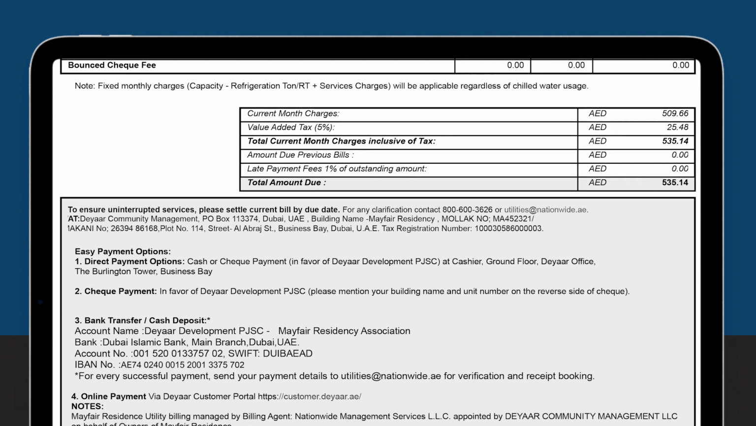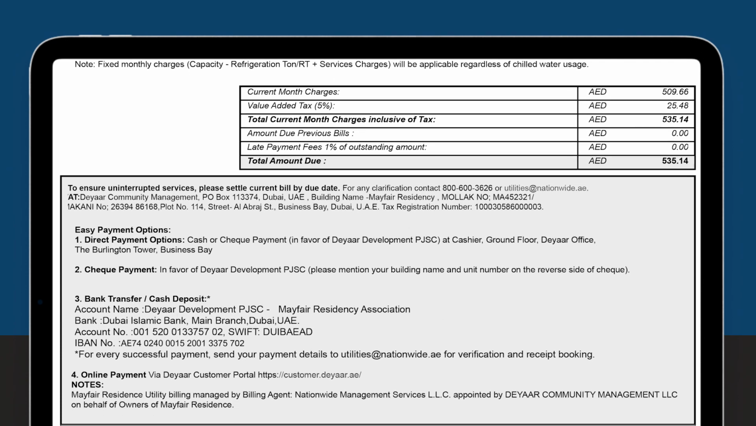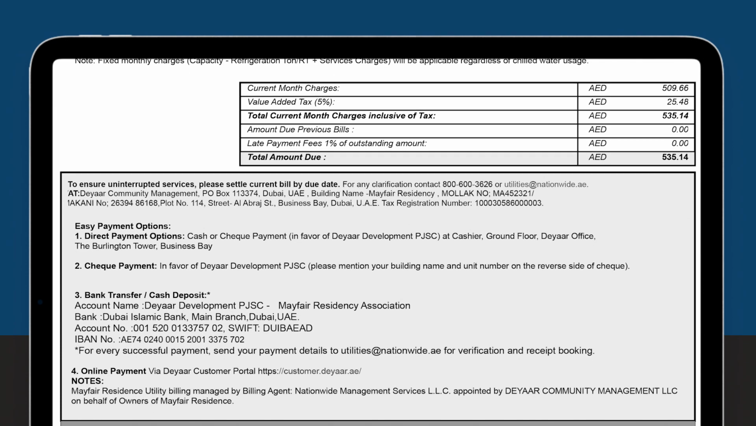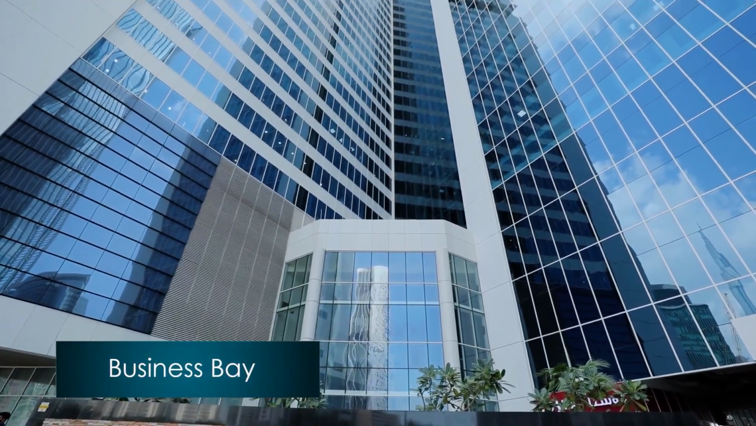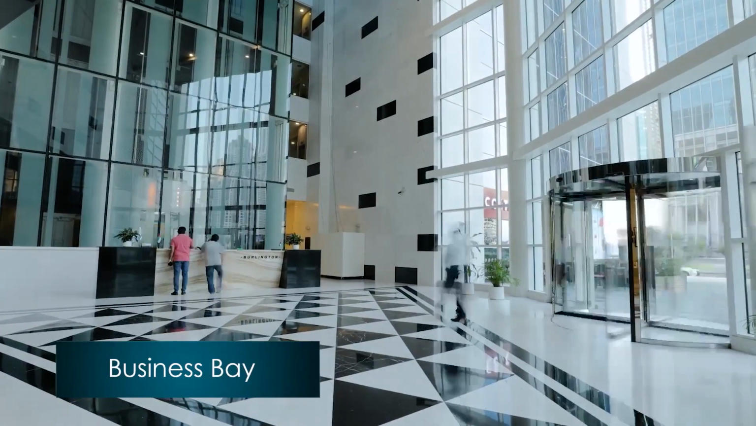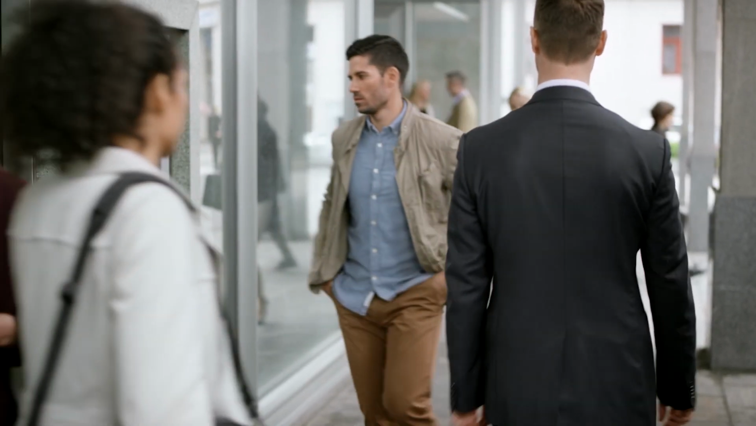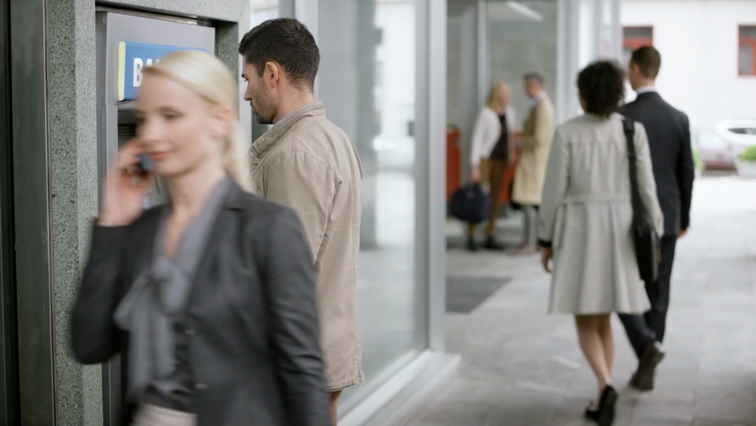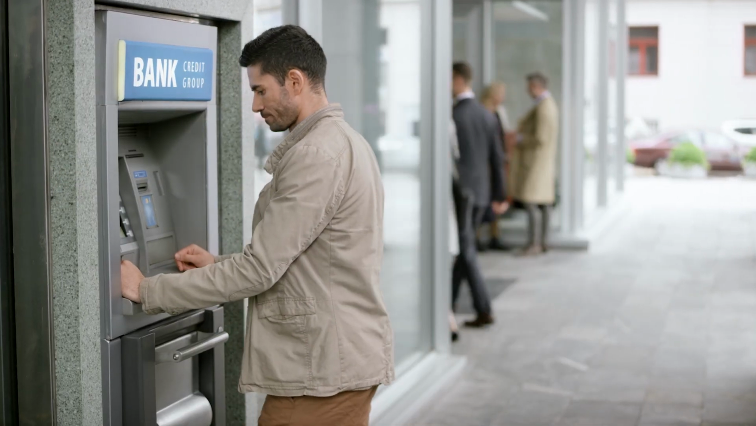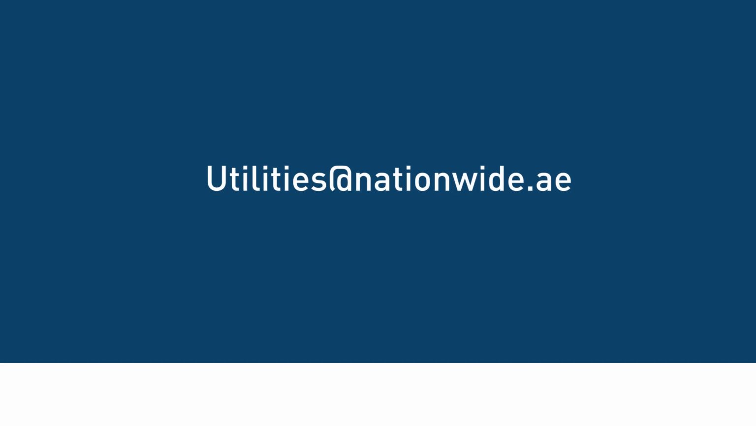This is the last section of your invoice that clearly mentions the different payment options available. The customer can visit Burlington Tower in Business Bay and pay directly to the cashier. Cash and check deposit options are also available. However, after cash or check deposit, please email the payment advice copy to utilities@nationwide.ae. That will enable us to identify, verify, and reconcile your payment. The same shall be applicable while performing a bank transfer.